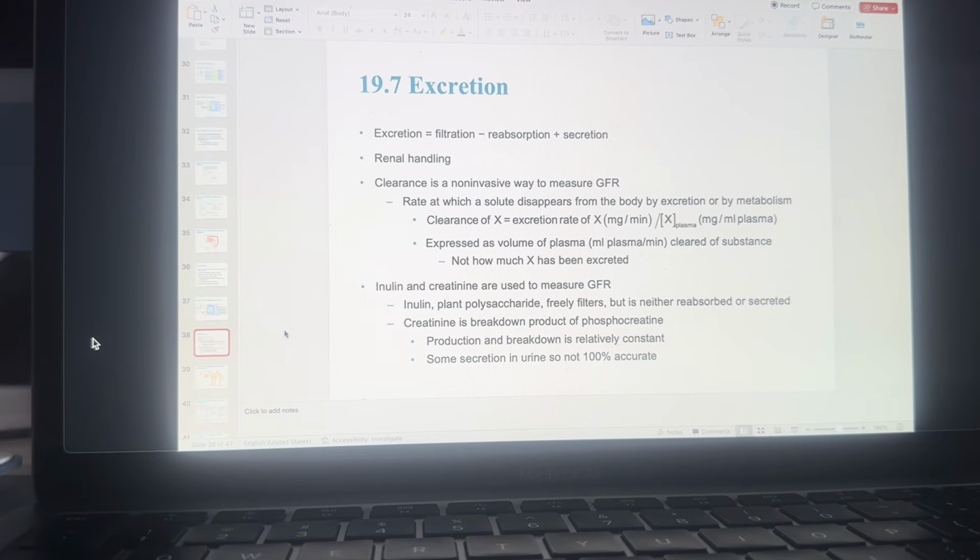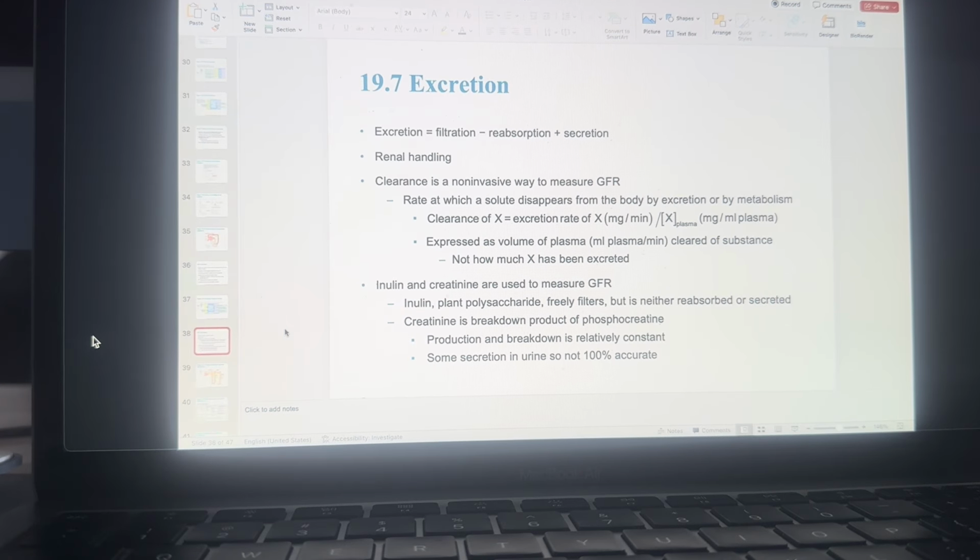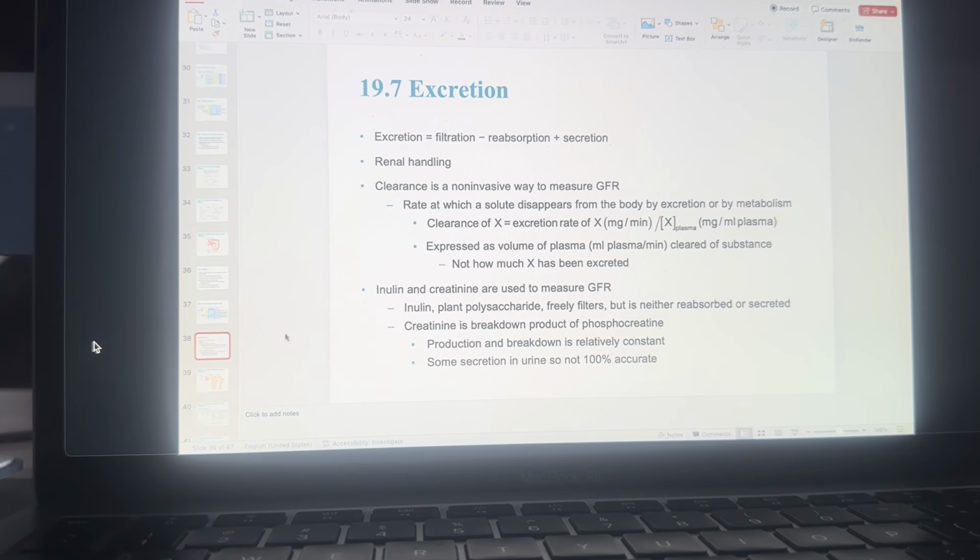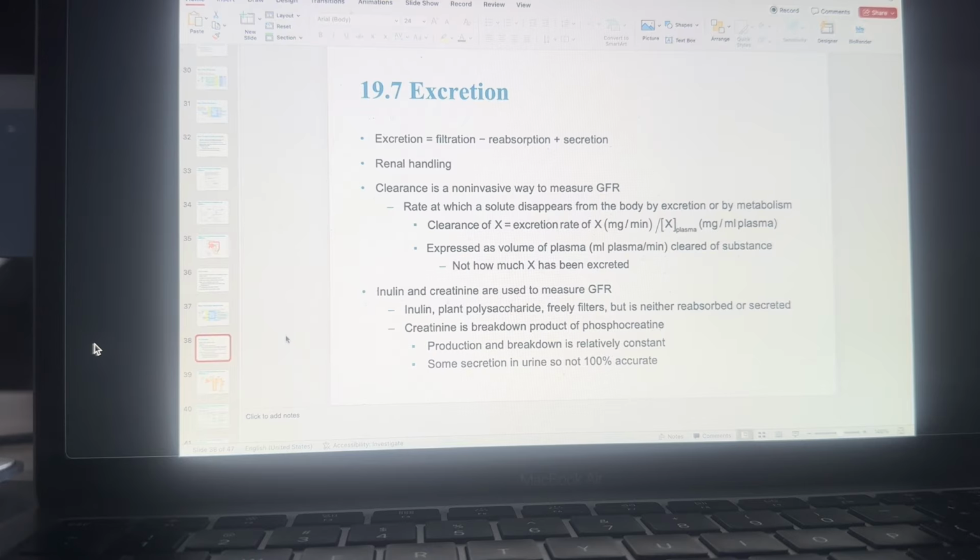And then plus how much you have secreted into the lumen, right? So clearance is a non-invasive way of measuring GFR. Sometimes for GFR you have to use certain catheters and measure cell function, but just by looking at how much you micturate, I guess, or pee, you can look at GFR function, right?